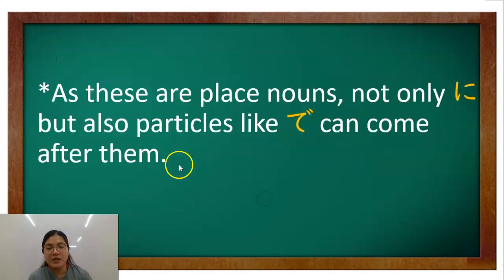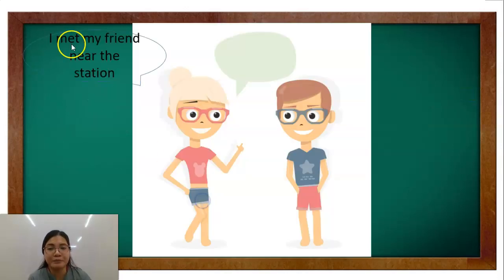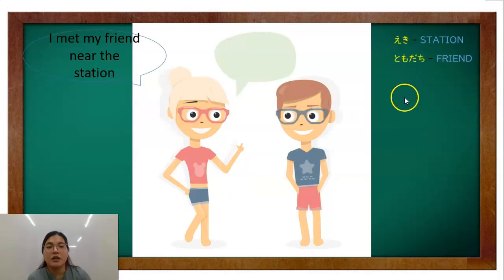Okay? So, as these are place nouns, not only ni, but also particles like de can come after them. Okay, so, since the places are nouns, as you can see, if magkakadugtong yung dalawang noun, we use particle de. For example, I meet my friend near the station. Okay? Station is eki. Friend is tomodachi.